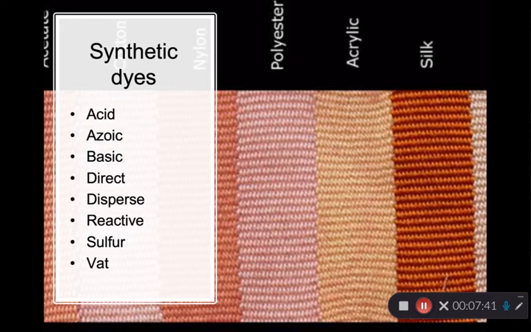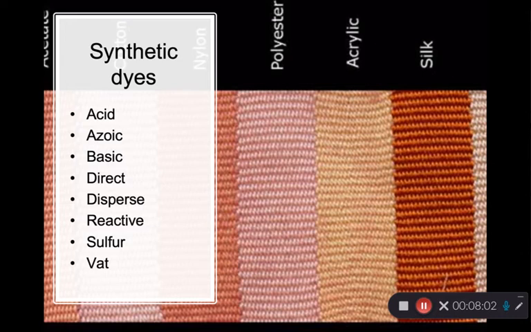Acid dyes were originally used to dye wools and silks, but they are the most commonly used dyes now for nylon and protein types of fibers. Not cellulosics, because we know cellulosics are damaged by acids, but they can be used for nylons and proteins.